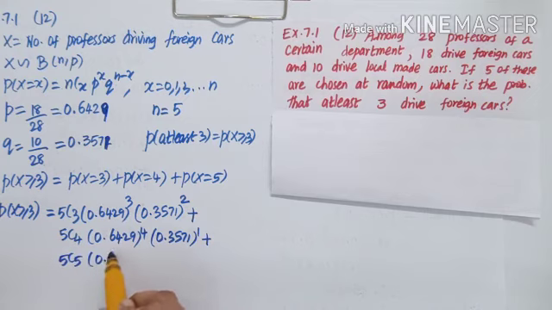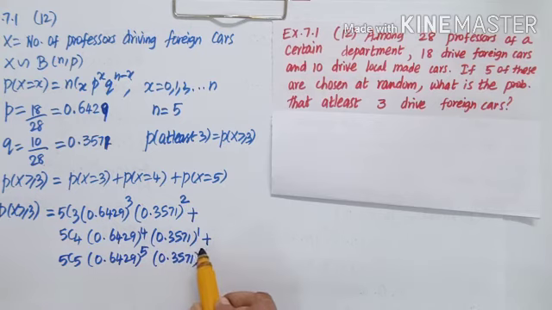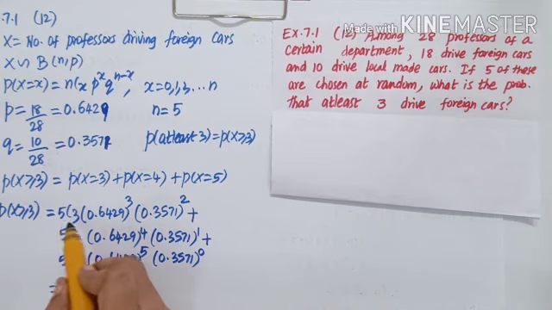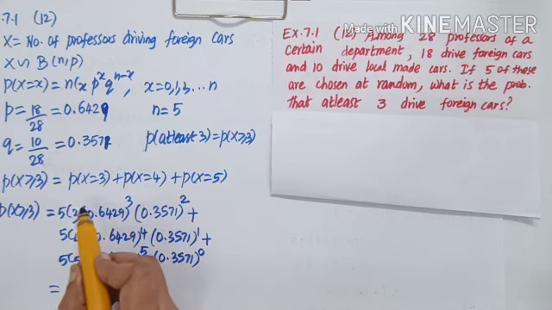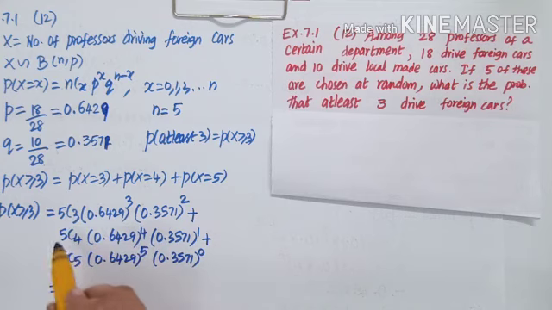Plus 5C5, 0.6429 power 5, 0.3571 power 5 minus 5 is 0. Simplify the answer. 5C3, you know it: 5 into 4 into 3 by 1 into 2 into 3. 5C4 is 5. 5C5 is 1. So multiply, find each answer separately and fill it up.